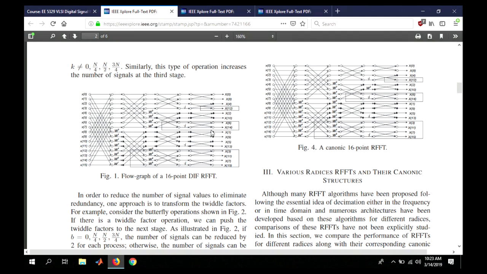Okay, so here is the main idea of radix 2 squared. If you look at the 16-point RFFT, there are twiddle factors 0, 1, 2, 3, 4, 5, 6, 7, and I showed you how to push these to the right. So these all become either w to power 0 or w to power 4, which would be minus j.